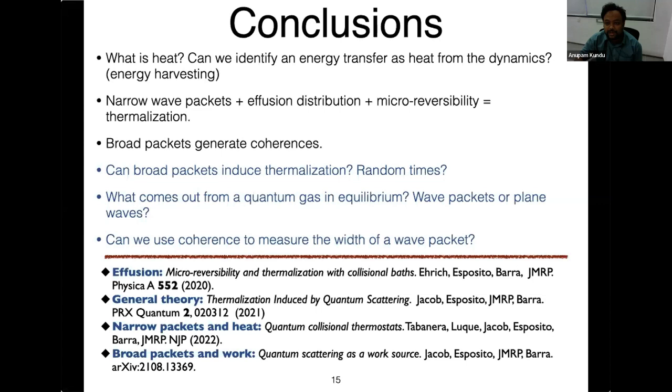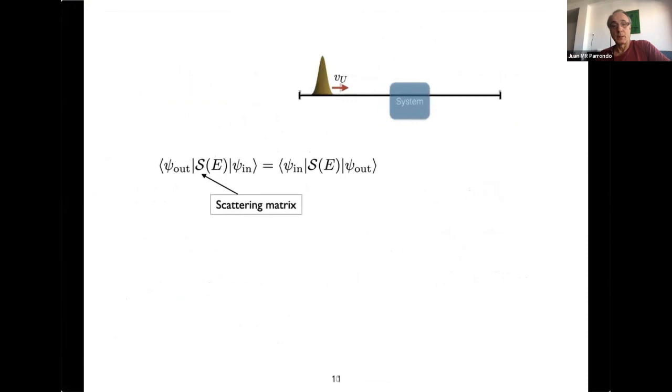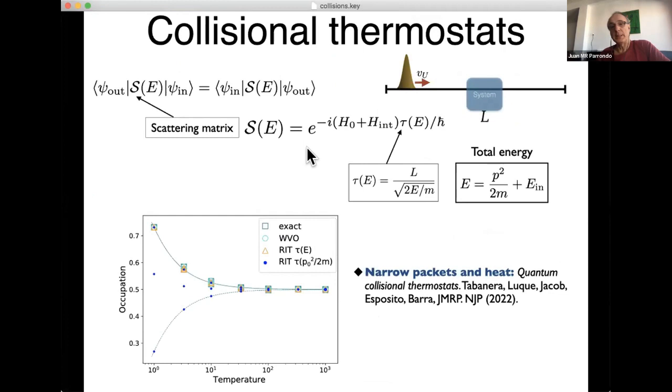Well, in this paper we call it the quantum collision thermostat because our idea is to provide people with a tool, an easy thermostat. This is one of the thermostats that we propose to the community. It's very simple to implement, and the system thermalizes, and we have checked that. With this type of scattering matrix, you don't have to solve the scattering problem. You just have to calculate the time and do this. So it is not much harder than a typical repeated interaction scheme. And we think that this could be nice.